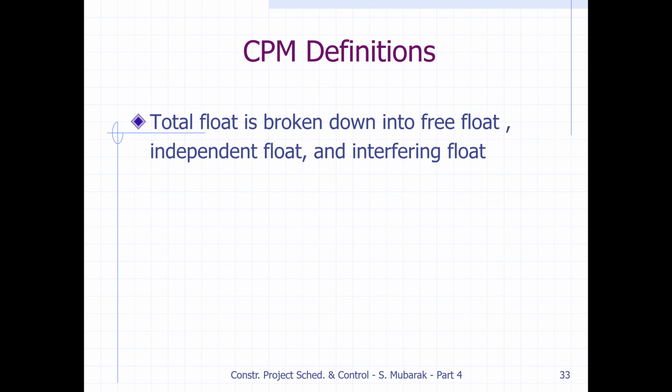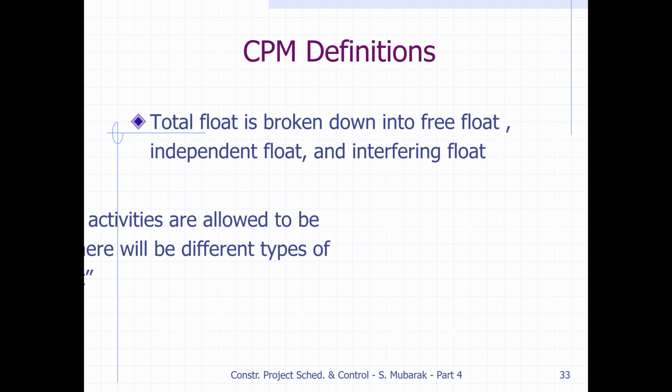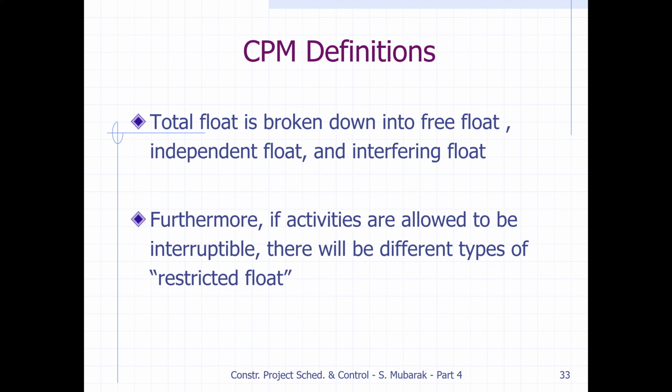Total float is broken down into free float, independent float, and interfering float. So we can break down this float into: this is a free float, or this is the independent float, or this is the interfering float. Furthermore, if activities are allowed to be interruptible, there will be different types of restricted floats. These things we will discuss later, in the next chapter.